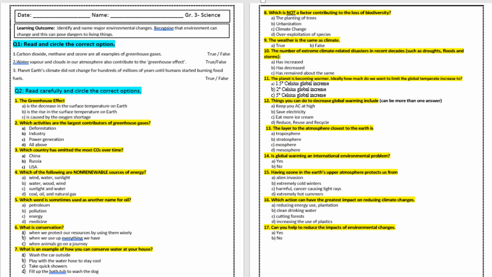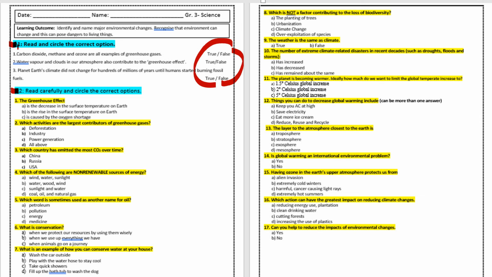Okay, dear students, this is your AFL sheet for this lesson. You are going to recall your lesson and you are going to solve this. Question number 1. Read and circle the correct options. You will read these statements very carefully and you are going to circle either it is true or false for this statement. Question number 2. Read carefully and circle the correct options.